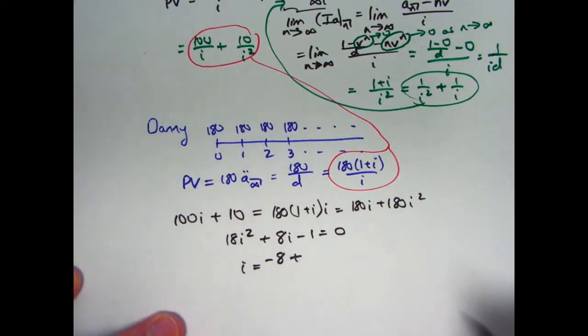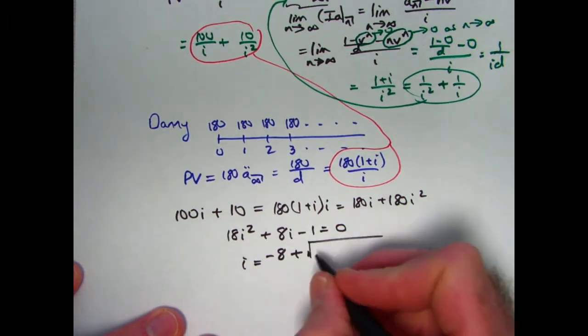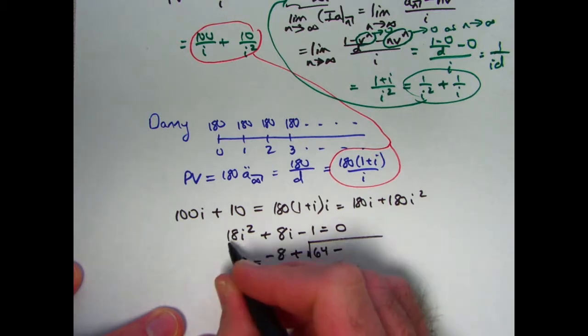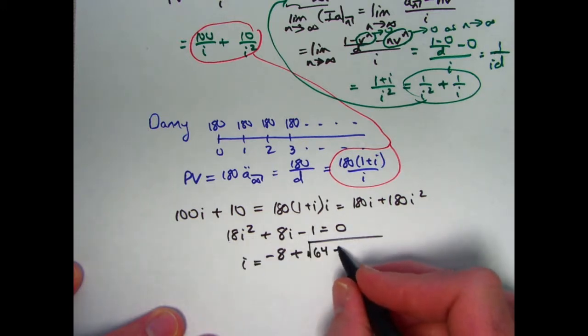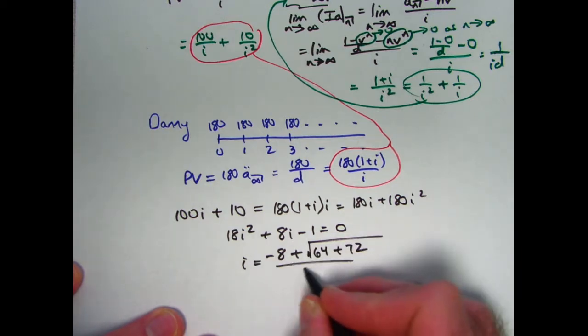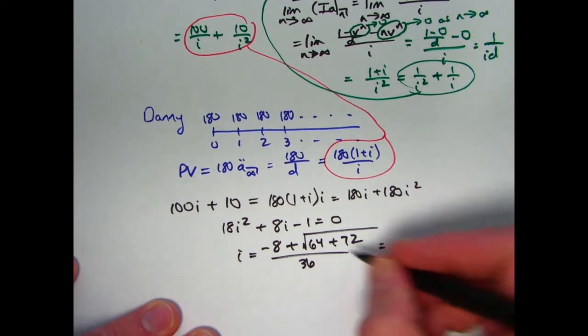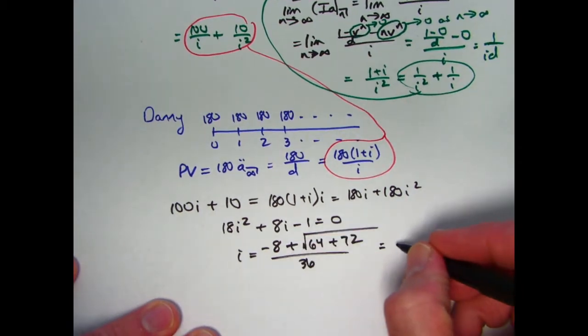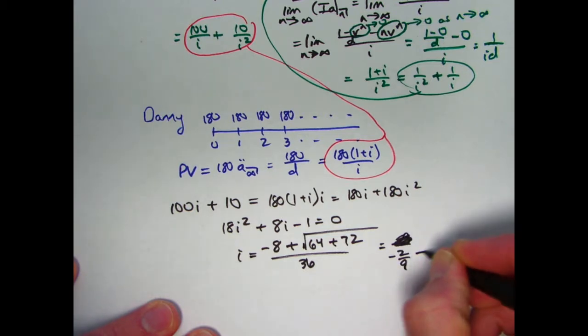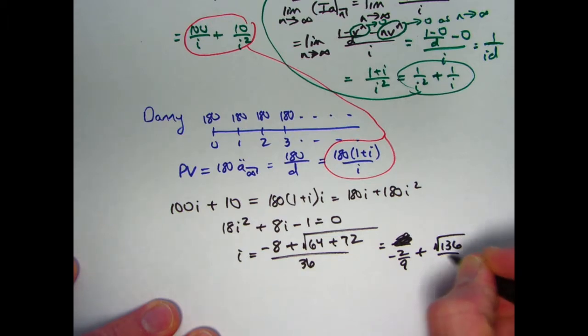We want the positive answer, so we better take a plus sign here. Negative 8 plus square root of 64 minus 4 times 18 times negative 1 is going to be plus 72. Over 2 times 18 is going to be over 36. That will become what? Let's see. Negative 8 over 36 is going to simplify to negative 2 ninths. And here we have square root of 136 over 36.